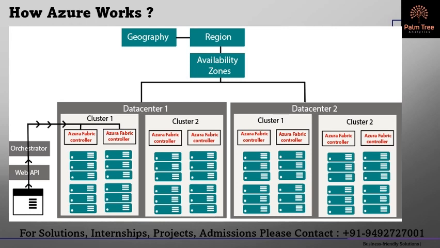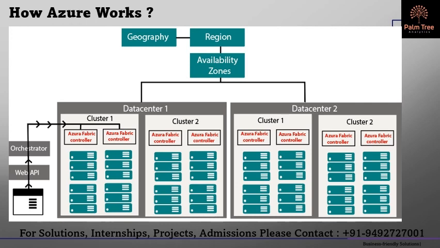And each of these Fabric Controllers is, in turn, connected to a piece of software called Orchestrator. This Orchestrator includes web services, REST API to create, update, and delete resources.